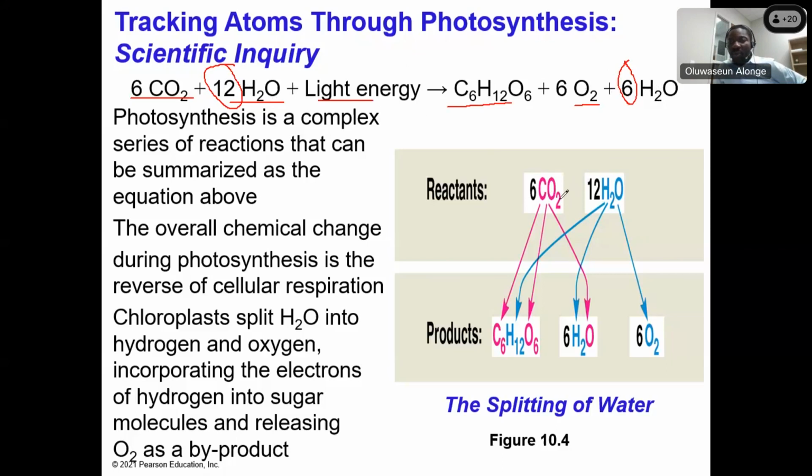All right, so these are the reactants, and here are the products. The splitting of water, I will talk about each of those as we go. Now, photosynthesis is a complex series of reactions that can be summarized with the equation above. The overall chemical chain during photosynthesis is a reverse of cellular respiration. I've talked about that. The chloroplast is going to split the water molecule into hydrogen and oxygen, which I'm going to discuss when we are talking about the stages. All right, let's go.